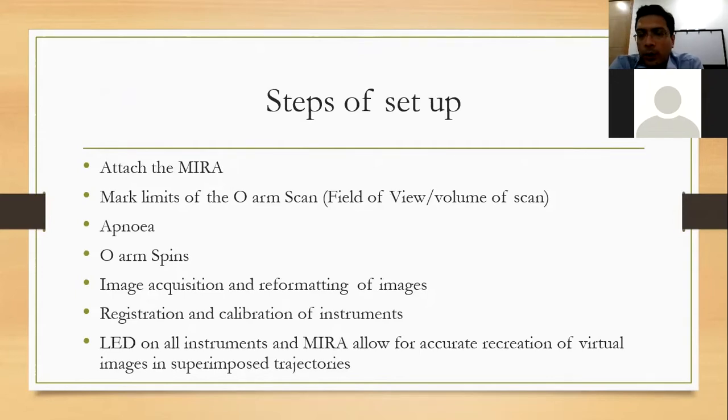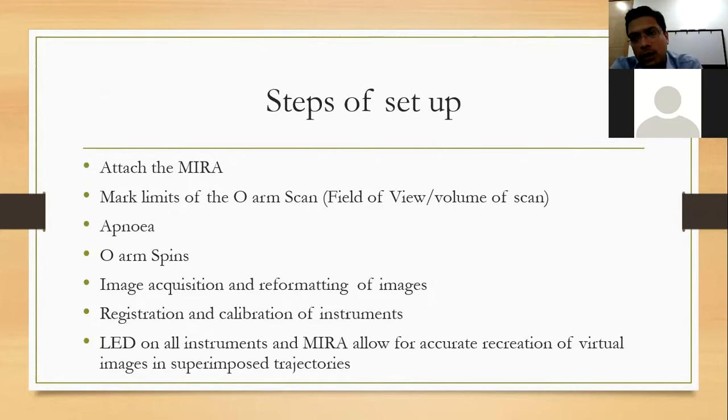The important point at this time is to make sure that your MIRA is well fixed and there is no mobility between the MIRA and the patient's body, because this will lead to loss of accuracy and fidelity. So there should not be any movement between the reference array and the patient's body. Then you bring in the O-arm to scan, but you have to set the limits of the scan.